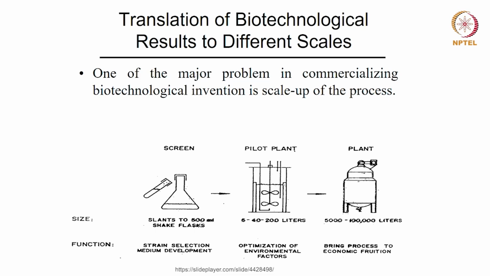As I said before, the shake flask level studies or the slant level studies are generally used for strain selection and medium development. Then at the pilot scale level, we check the reproducibility, where optimization is done to bring it closer to the lab scale reactor levels. At the lab scale reactor level, we carry out the optimization of environmental factors and so on. Then at the production scale, we bring the process to economic fruition.